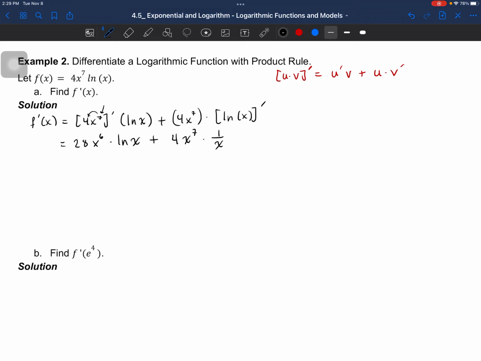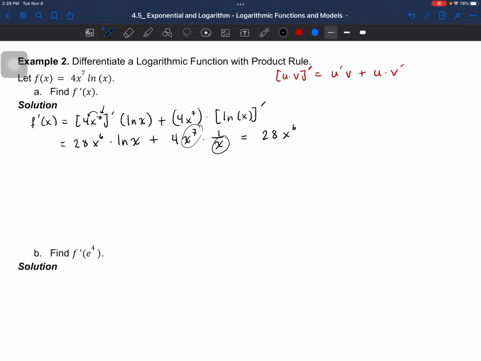Carry over the 4x to the 7, and then multiply by the derivative of the natural log of x. And as we mentioned before, the derivative of natural log of x is just 1 over x. All right, and that's it. We found the derivative. Now, what we're going to ask here is for us to go a little bit further and simplify as much as we can.